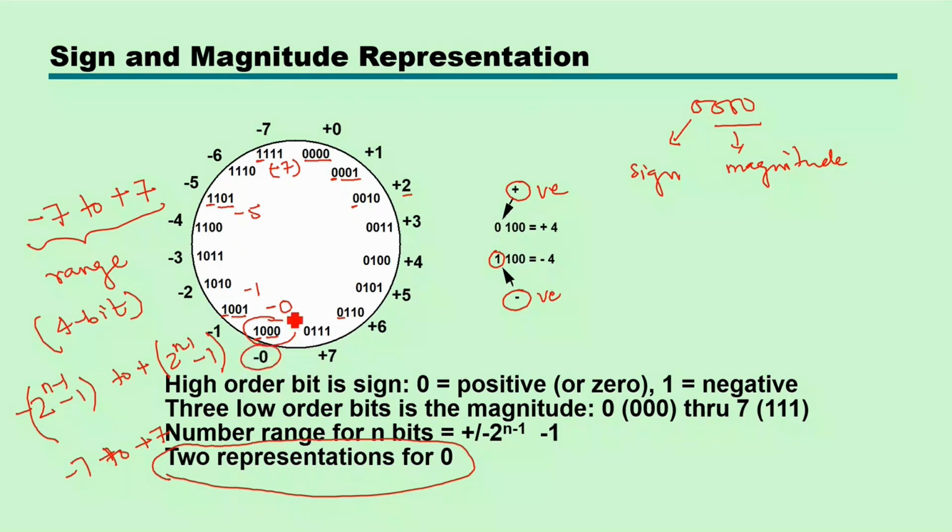So here this is also a 0 and this is also a 0, plus 0 and minus 0. So either it is 0 0 0 or it is 1 0 0 0. Both are representing 0, so there is an ambiguity. That means it is not confirmed whether we can use this representation or that representation for representing the 0. So this is its disadvantage basically.